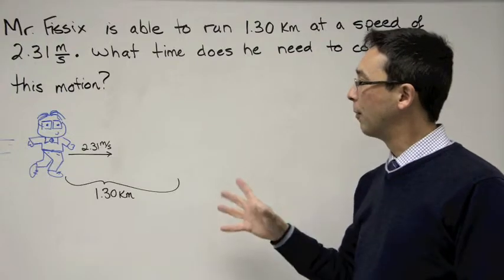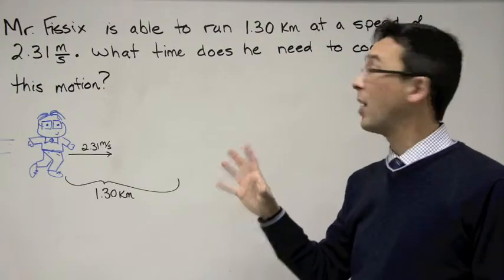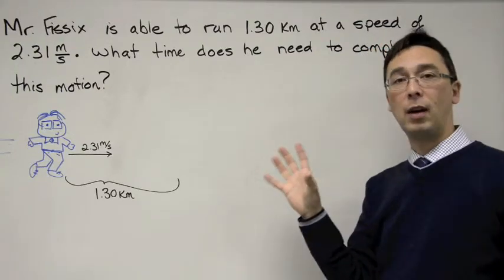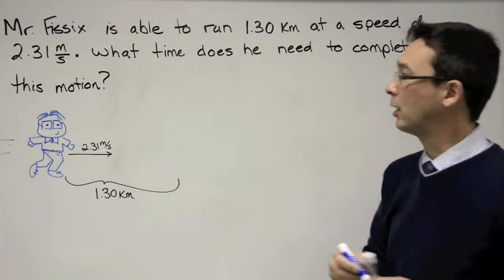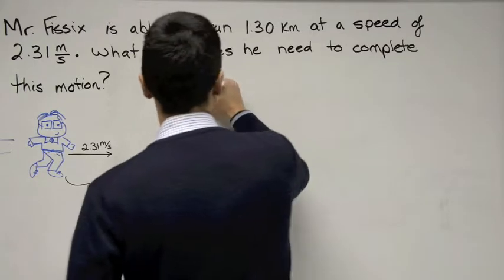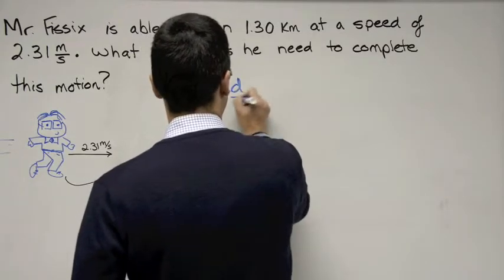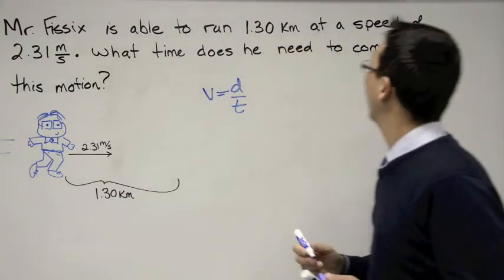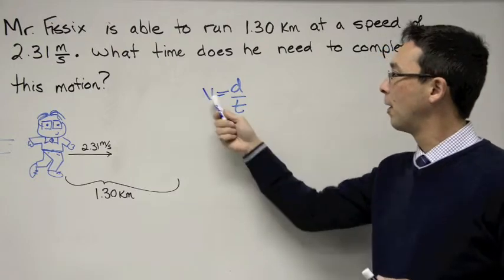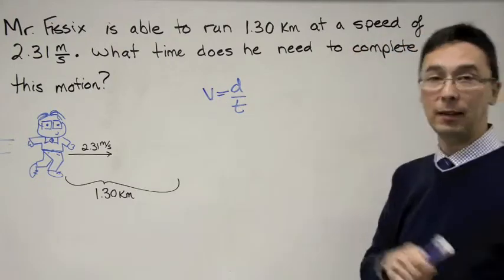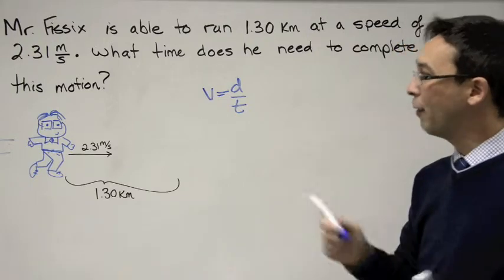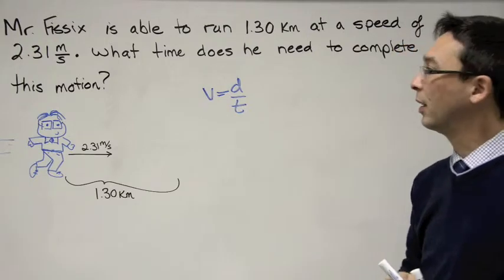So, after I've identified that it is in fact a uniform motion question, I'll next select an equation. And the equation I'm going to select is, there it is: velocity or speed is equal to distance over time. In this case, speed.